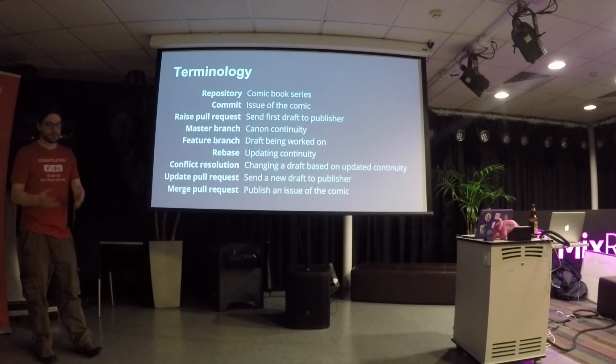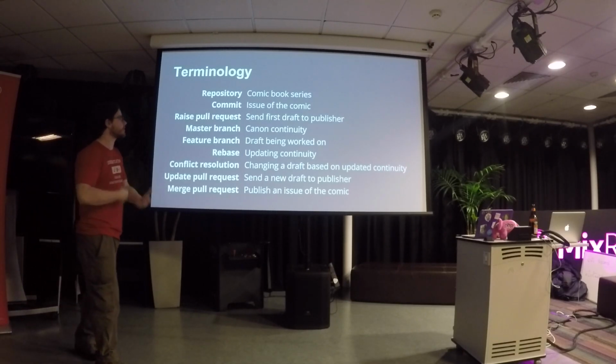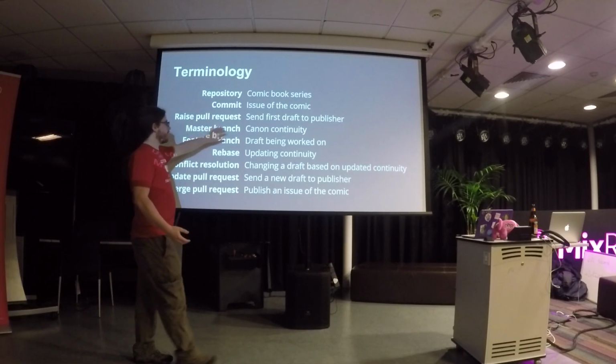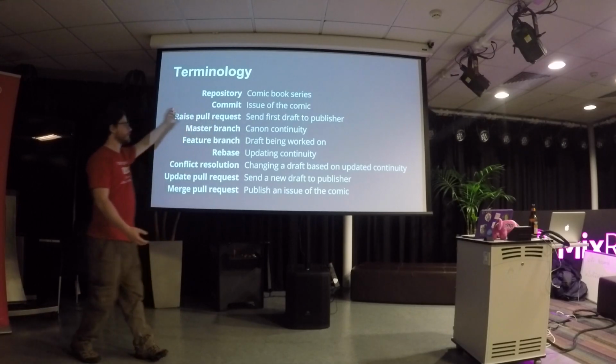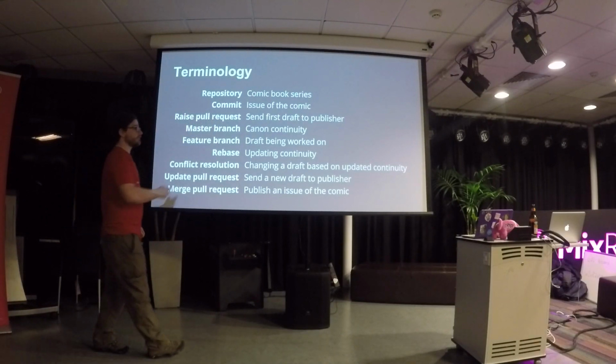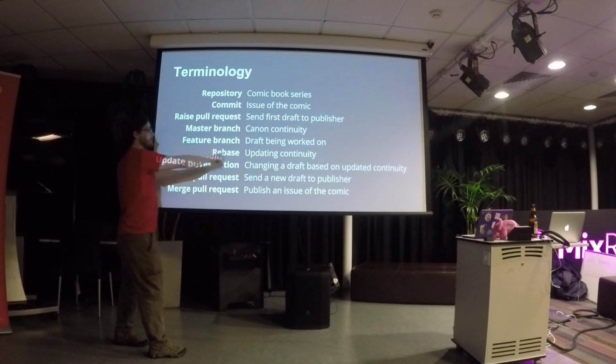When I'm sending the draft to a publisher, it's like raising a pull request. It's like saying, I want this to become part of the continuity. I want this to become canon, i.e. the master branch. That's your kind of canon continuity. Any draft that's being worked on, a feature branch.